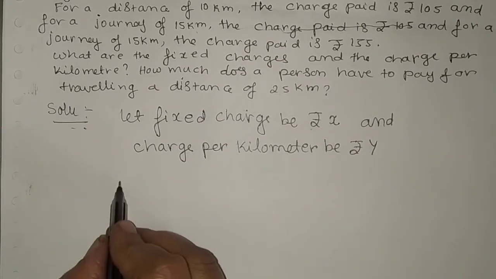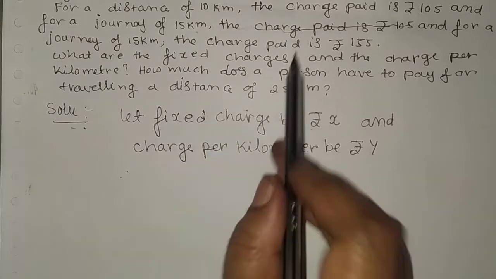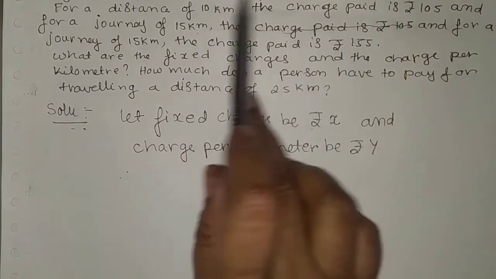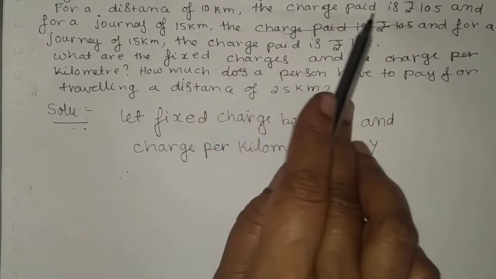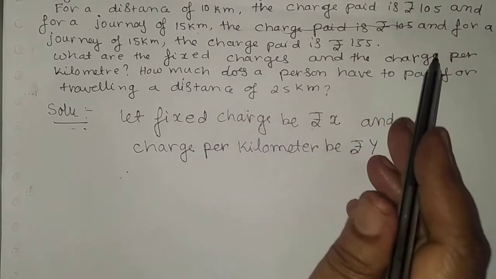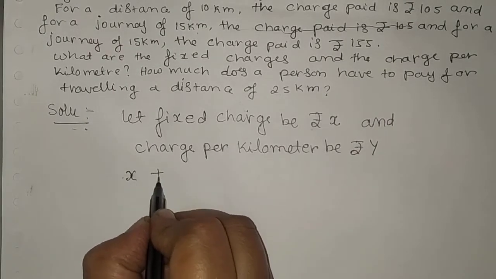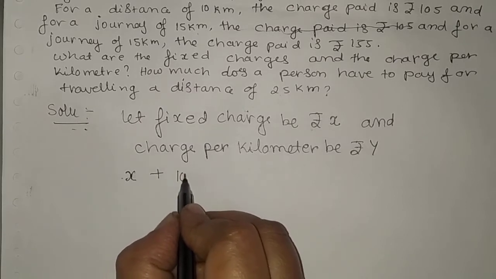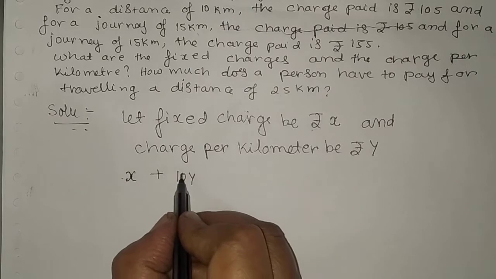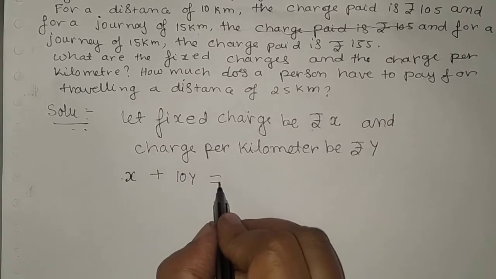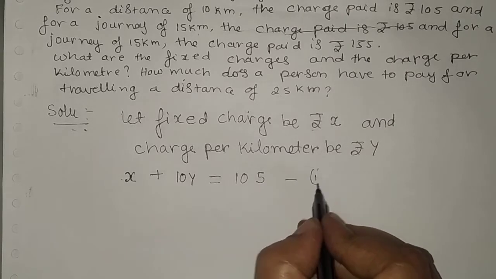Next step, we form the first equation. We read the statement: the charge for the distance covered for 10 kilometers is rupees 105. So x, the fixed charge, plus 10y, for 10 kilometers, is equal to 105. This forms the first equation.